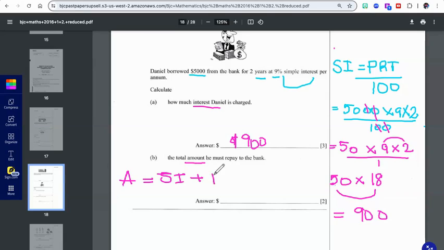plus the principal. So what is the principal? The principal we saw earlier from the question is the amount borrowed or loaned. The principal is $5,000. What is the interest that was earned? $900. So that's going to be $900 plus the $5,000. So that means to borrow $5,000 from the bank at a 9% interest, and you're paying this back in 2 years, you would have $5,900 to pay back.